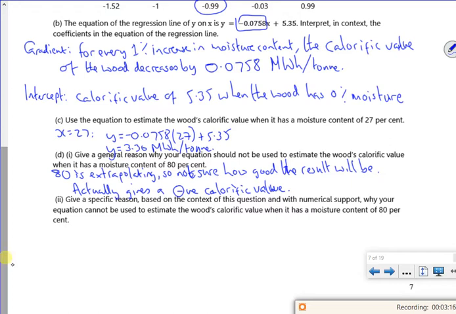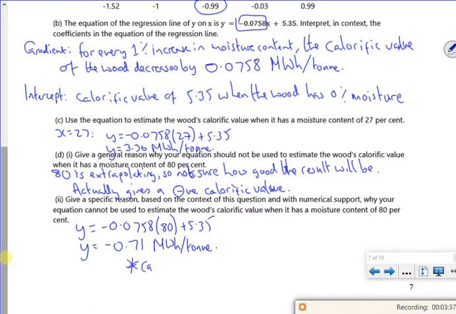So moving on for that one, if I use 80, so I've got minus 0.0758 times 80 plus 5.35, that gives me a calorific value of minus 0.71 megawatt hour per ton. Unrealistic, it can't be negative.